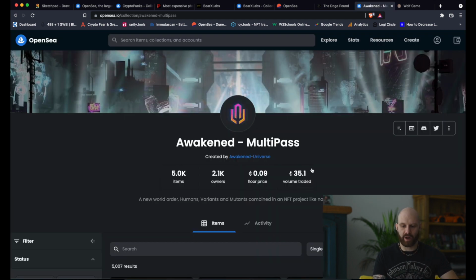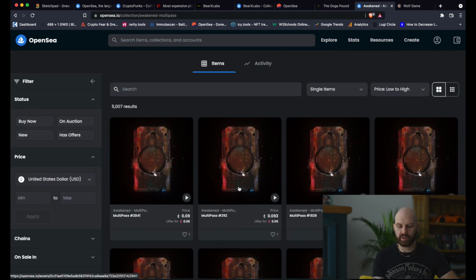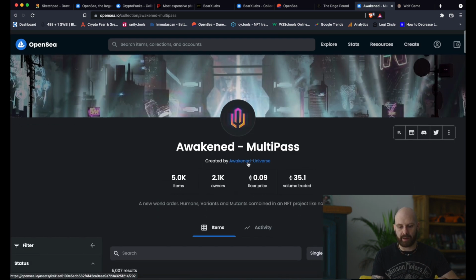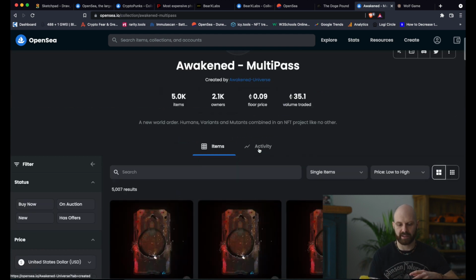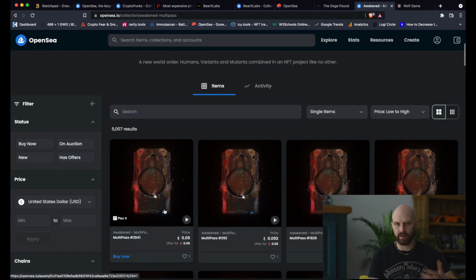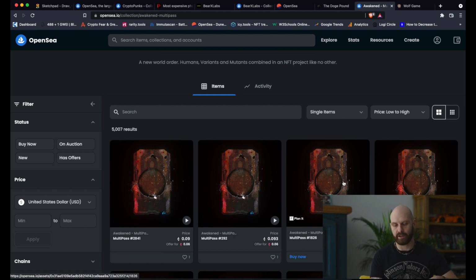Then you have something like Awaken, and you can get those multi-passes. And basically what Awakened is like this cyberpunk gamification. It's not a full-on game, but the idea is that each of those multi-passes evolves over time. And I think they still have another couple of weeks before they evolve to level 1. At the moment, they're all at level 0.